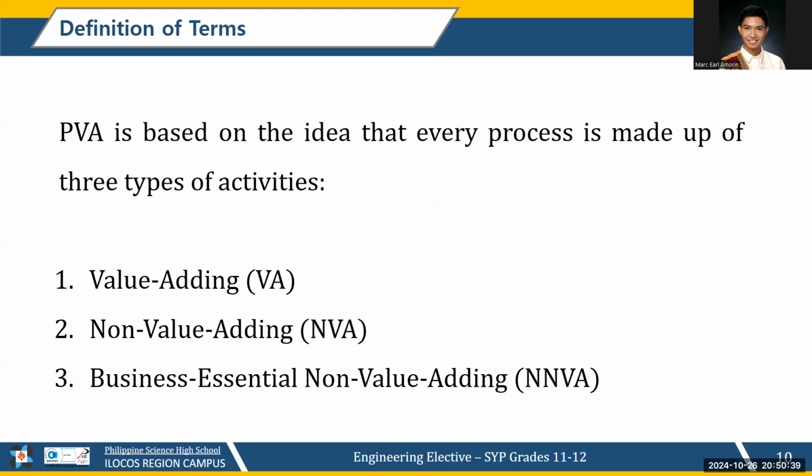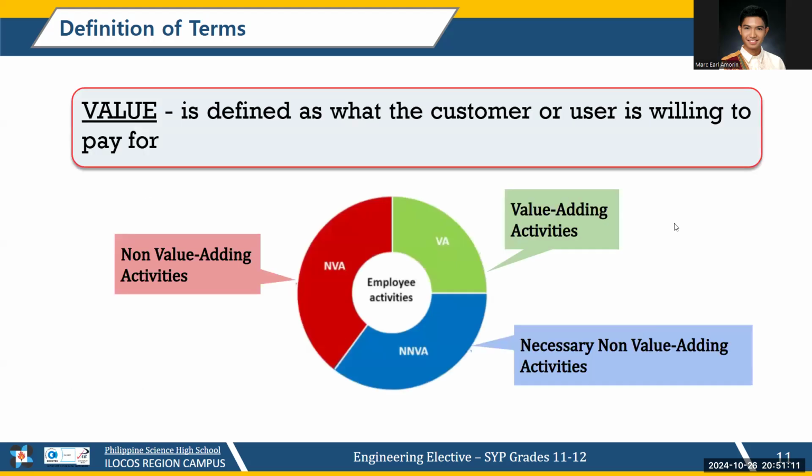Now, PVA is based on the idea that every step or every process is made up of three types of activities. So what are these three types? You have the VA or the value adding activities, the NVA or the non-value adding activities, and lastly, you have the business essential non-value adding activities, or commonly referred to as necessary non-value adding or NNVA. So let's discuss this one by one.